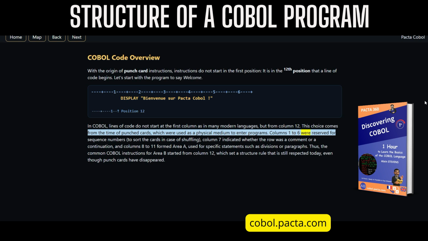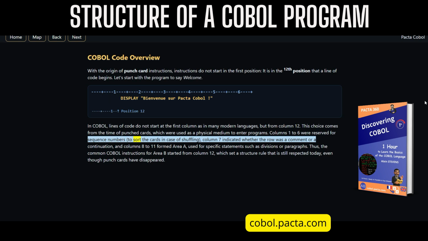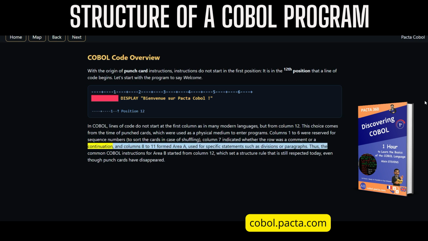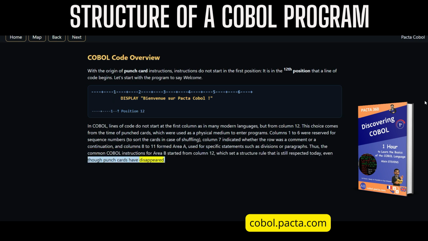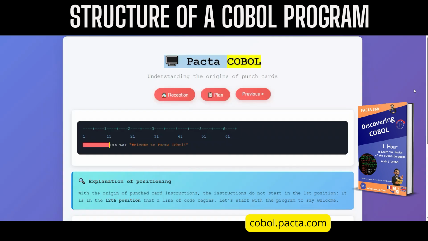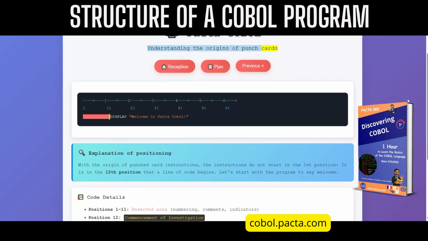Columns 1 to 6 were reserved for sequence numbers, to sort the cards in case of shuffling. Column 7 indicated whether the row was a comment or a continuation, and columns 8 to 11 formed area A, used for specific statements such as divisions or paragraphs. Thus, the common COBOL instructions for area B started from column 12, which set a structure rule that is still respected today, even though punch cards have disappeared. Understanding the origins of punch cards.